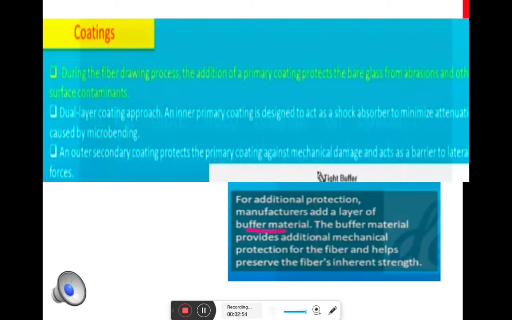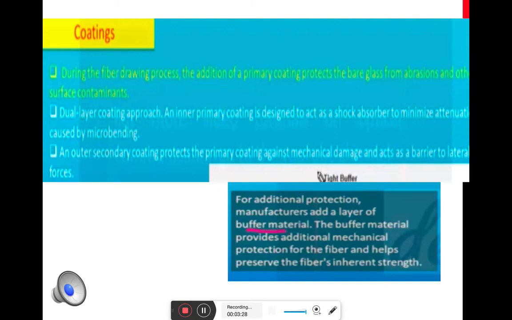In the drawing process we saw there is an intermediate step for coating. Coating is nothing but a layer of protection given to our optical fiber. Since the optical fiber has to be laid in various environments, we have to make it protective against such environments. So to protect it, we provide two coatings, a primary coating and a secondary coating.